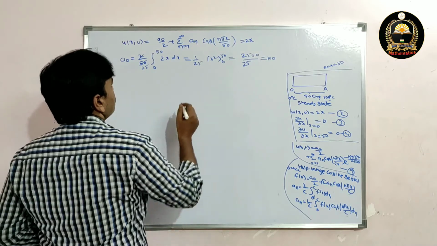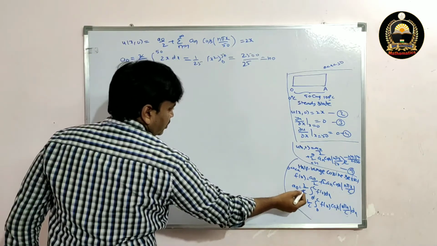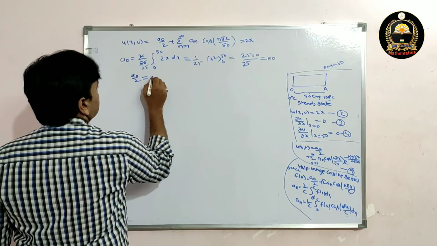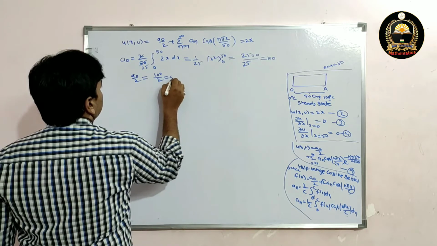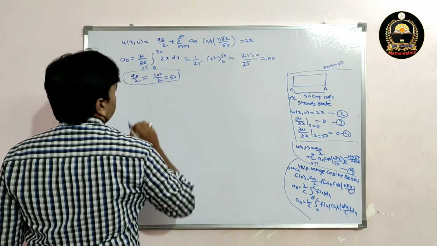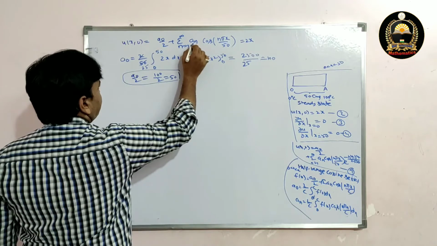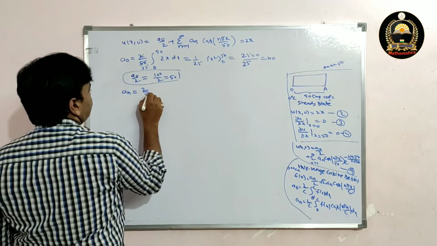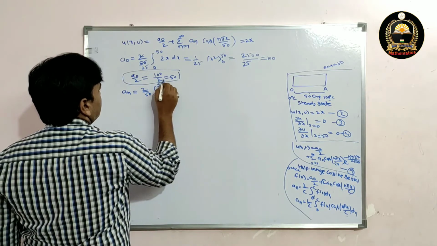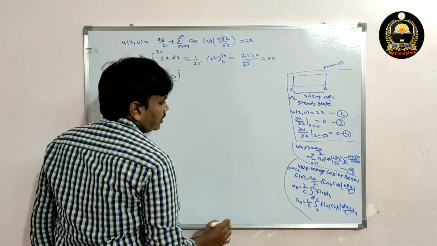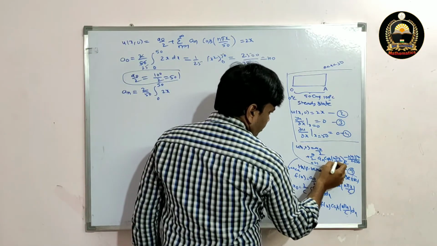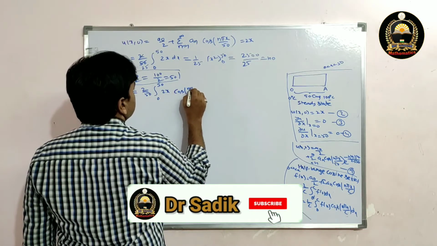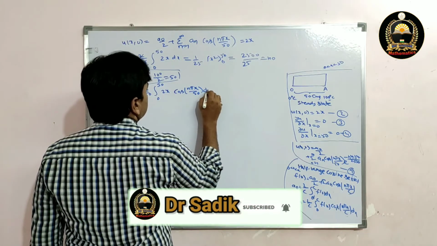We need a naught by 2, so a naught by 2 is 100 by 2, that is equal to 50. Now we find the a n value, students. a n is equal to again 2 by 50 integral 0 to 50, f of x is 2x, and here we have cos n pi x by 50 dx.